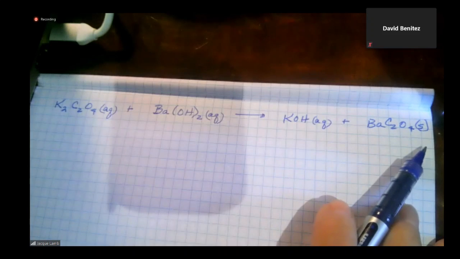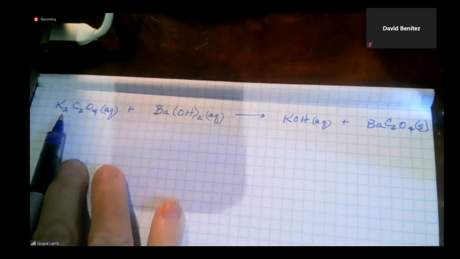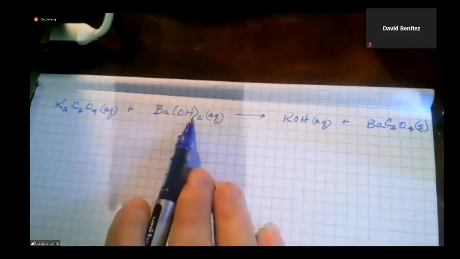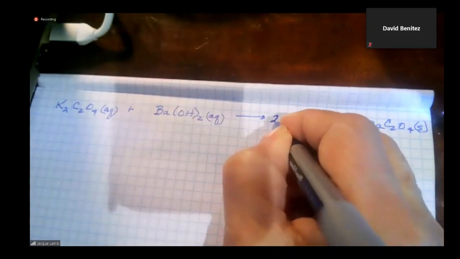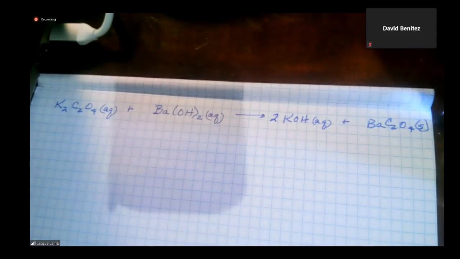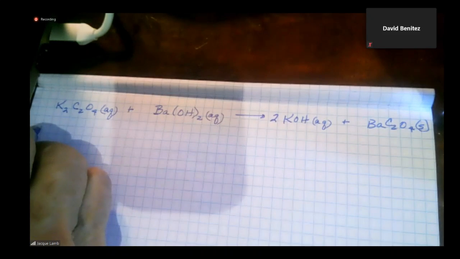So the first thing I might do is balance this. I see that I have two potassium ions and two hydroxide ions on this side, so I need a 2 in front of the KOH. And that's all that's necessary to balance this. This one's not very difficult. But I want to represent this as it's really existing in solution.